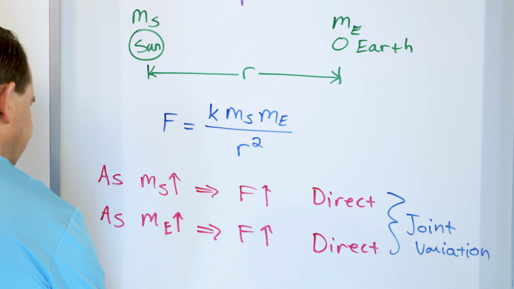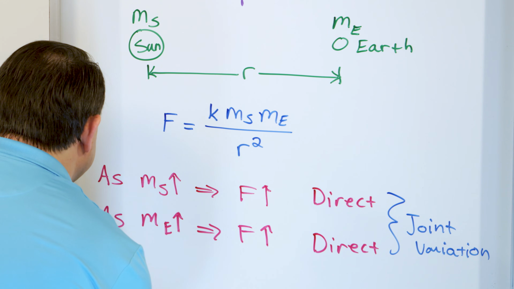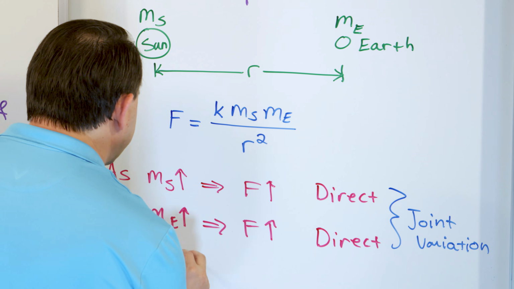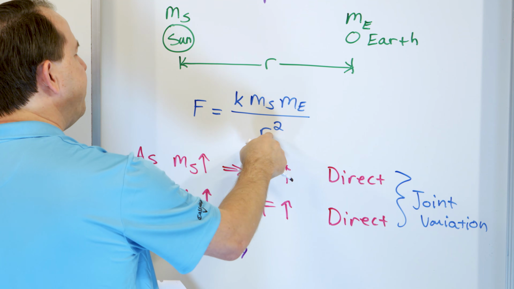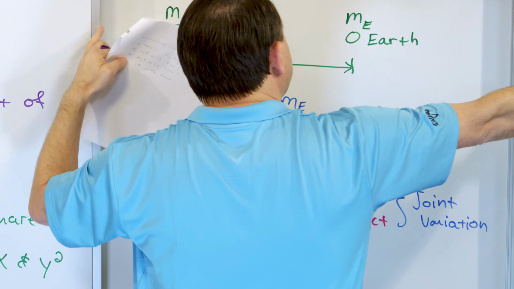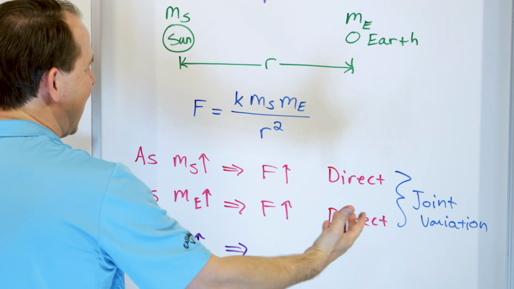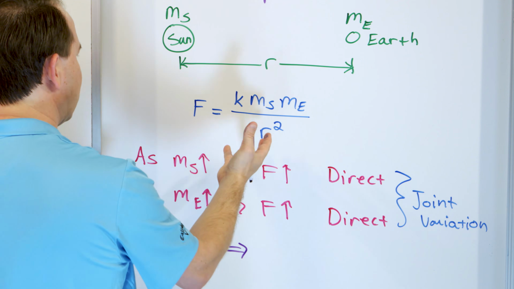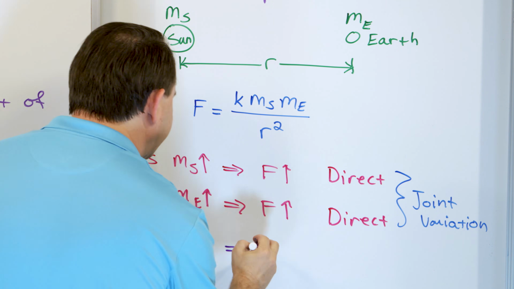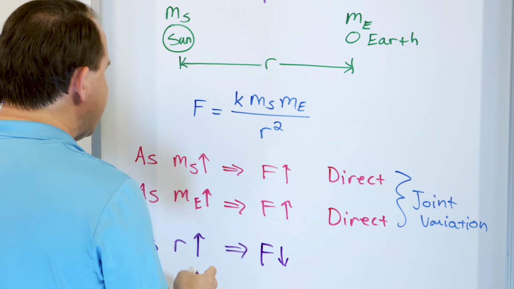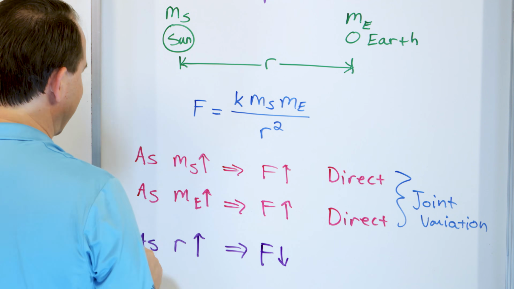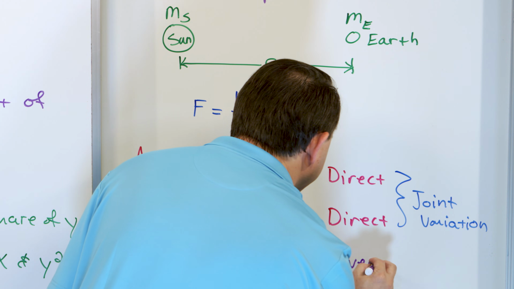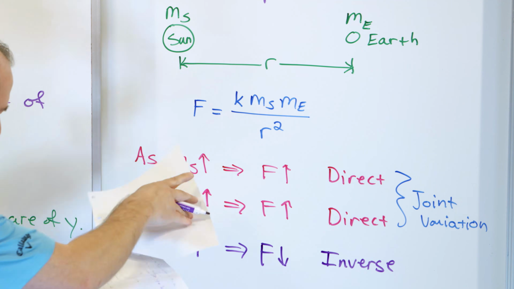And then finally, to bring it home, let's look at the bottom. As this radius, or the distance between the sun and the Earth, goes up, if I make everything farther and farther apart, you would expect the gravitational force to go down. And it does. Because if this number gets bigger, I'm dividing by a large, large number, which makes this go down. So the force then goes down. This means we have an opposite direction of movement, and we call this inverse variation.